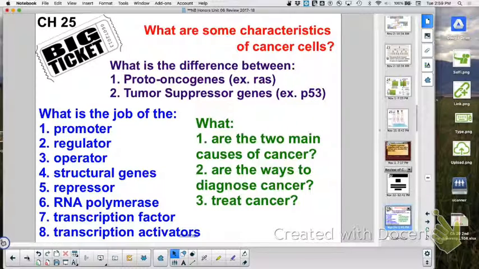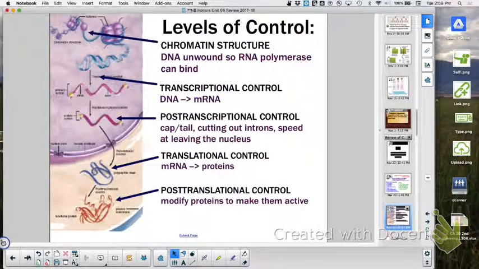A transcription factor will help RNA polymerase to bind on. That's like your Boy Scout. Whereas a repressor gets in the way, a transcription factor will help RNA polymerase. And transcription activators help the transcription factors. So let's take a look at that on a diagram. These are all different levels of control.